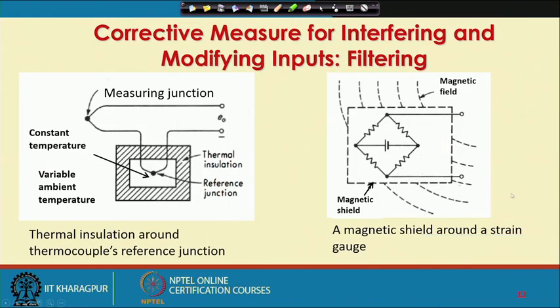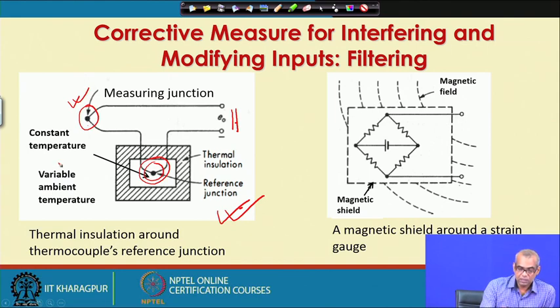A quick example of filtering. This is an example of a thermocouple. A thermocouple has two junctions. This is known as the measuring junction or hot junction, and this is known as the reference junction. A thermocouple is made of two dissimilar metals, and two junctions are formed. If these two junctions are kept at two different temperatures, then the EMF produced will depend on the temperature difference between them. Now, this reference junction has to be kept at constant temperature, so that this EMF becomes a function of the measuring junction's temperature only.